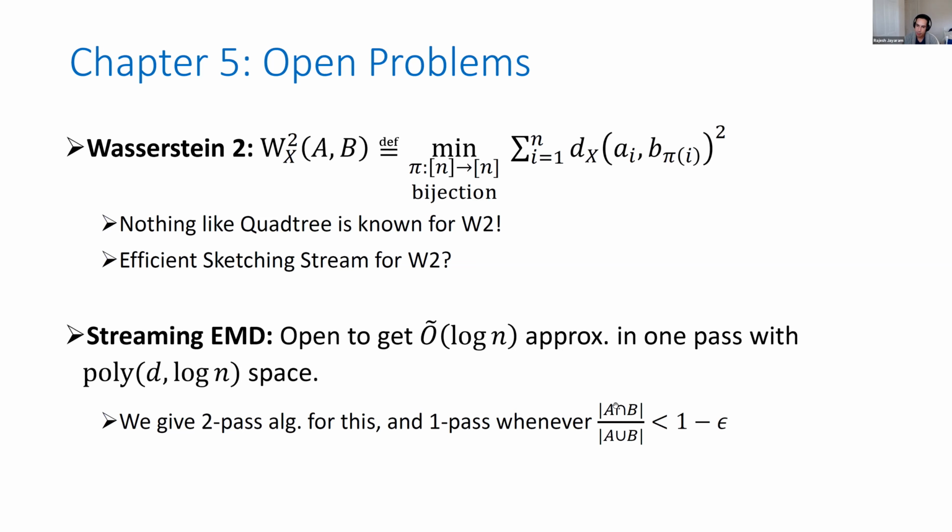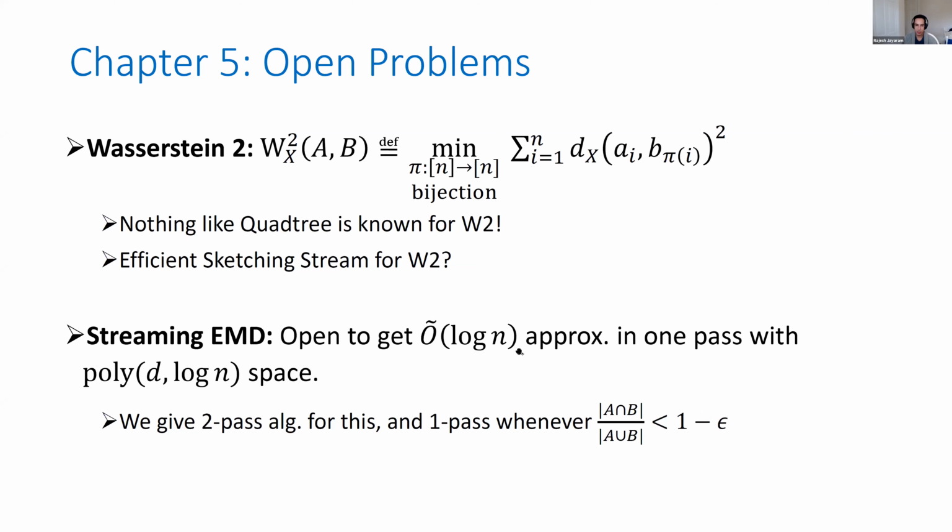And it turns out, if the sets A and B don't overlap too much, in particular, if the size of the intersection compared to the size of the union is bounded away from 1, then we can give a 1-pass streaming algorithm for earth mover distance in a small amount of space. But removing this assumption and getting this new approximation factor in 1 pass is still open. And actually, there are lower bounds for streaming algorithms that show that this log n is probably the best you can get for a streaming algorithm.